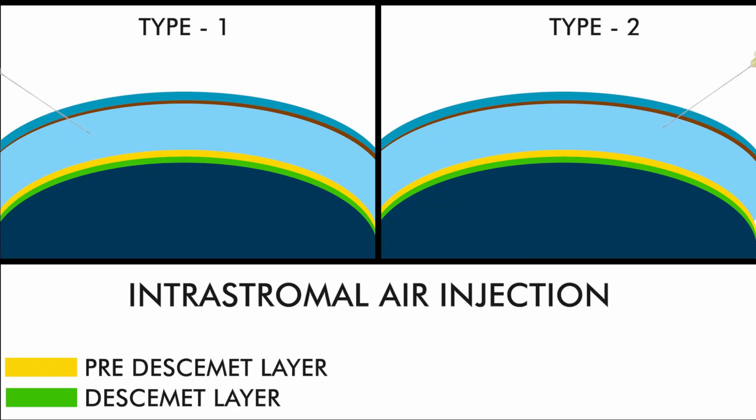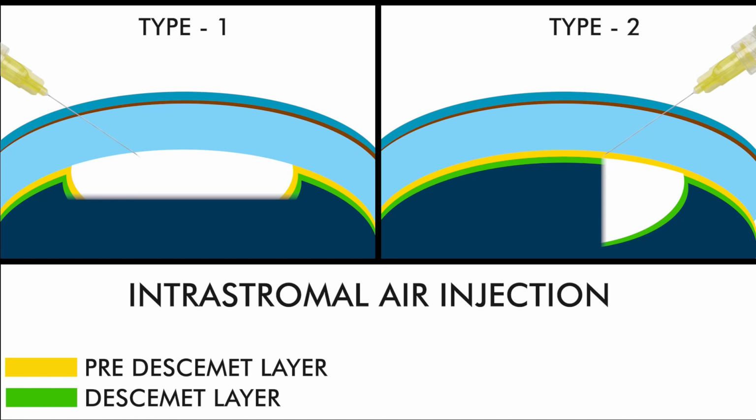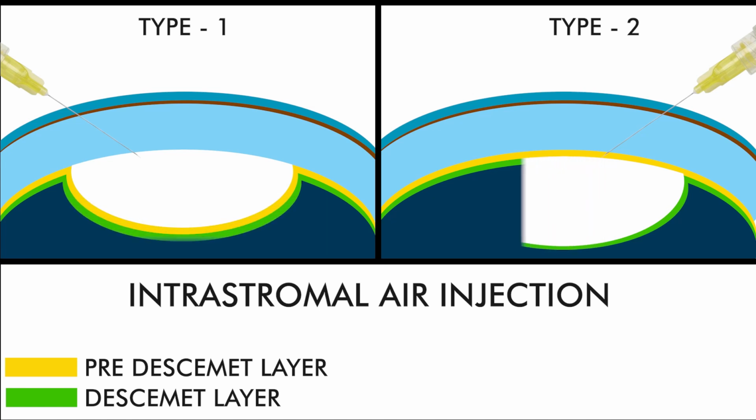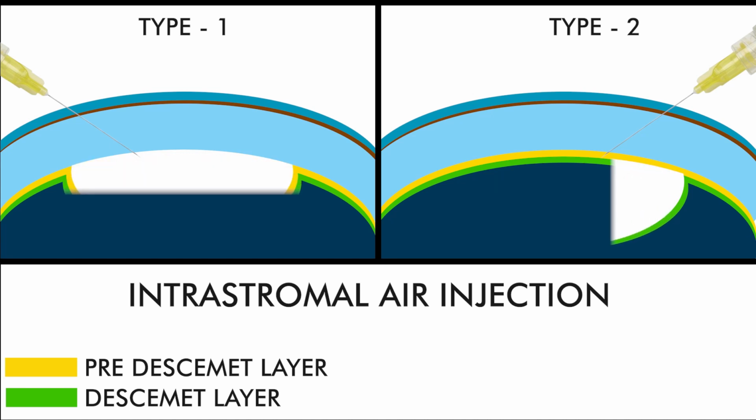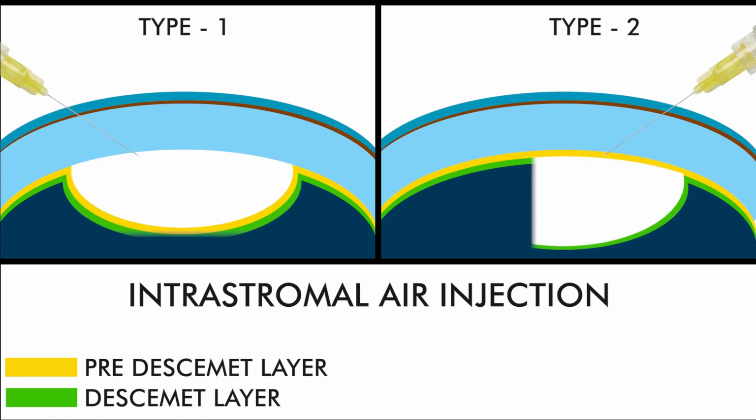One of the most crucial steps in deep anterior lamellar keratoplasty is achieving a big bubble by intrastromal air injection. Air injection in the deep stroma may lead to separation of the stroma from the underlying predescemet layer, which is termed a type 1 bubble. This bubble starts in the center and moves to the periphery.